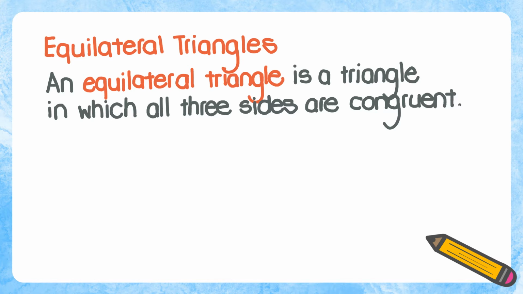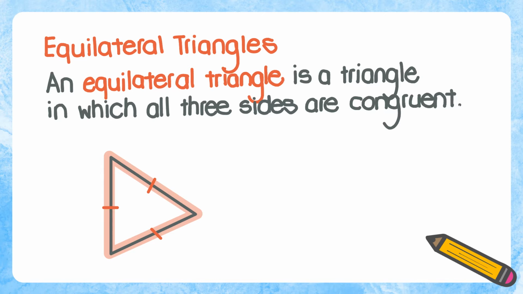An equilateral triangle is a triangle in which all three sides are congruent. Here's an example of an equilateral triangle. Notice how there are tick marks on all three sides, showing that all three sides are congruent to each other. This means that all three sides share the same side length. So again, an equilateral triangle is a triangle in which all three sides are congruent to each other.